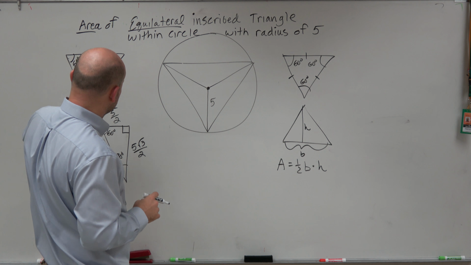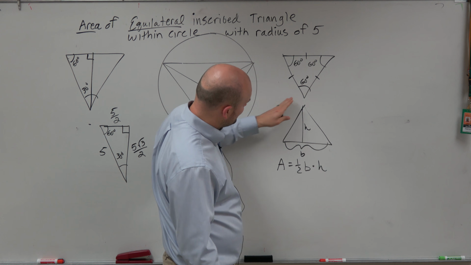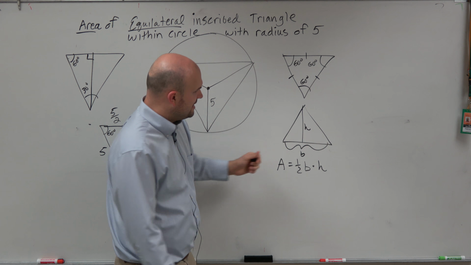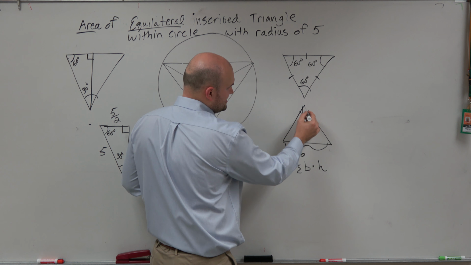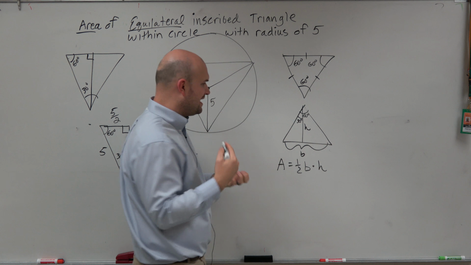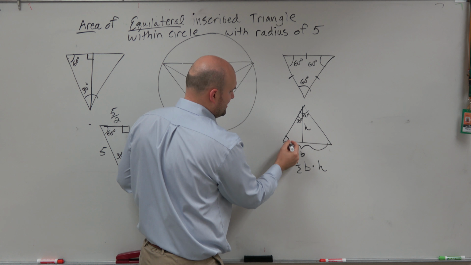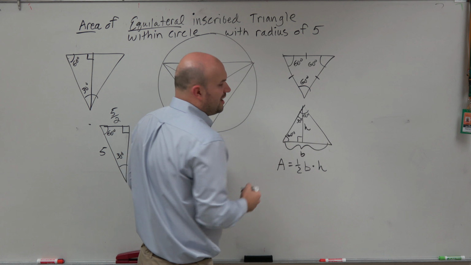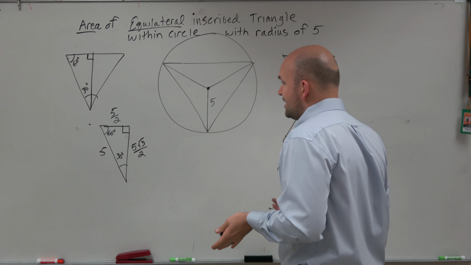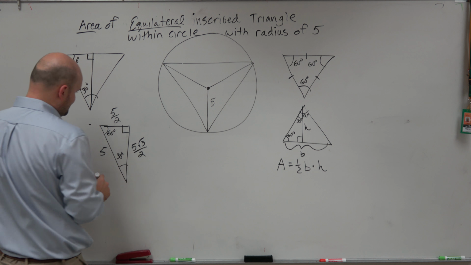Next, I started thinking about how to find the height. When I took this equilateral triangle and drew the height, I cut this 60-degree angle and gave it 30 degrees. That prompted me: if that's 30 and that's 60 degrees, I just created a special right triangle, the 30-60-90 right triangle. That's what I did right here.